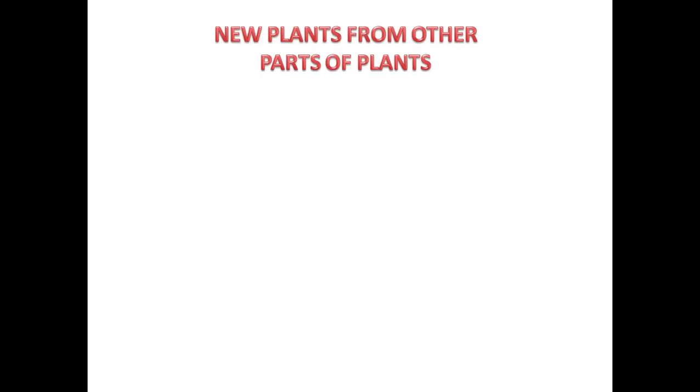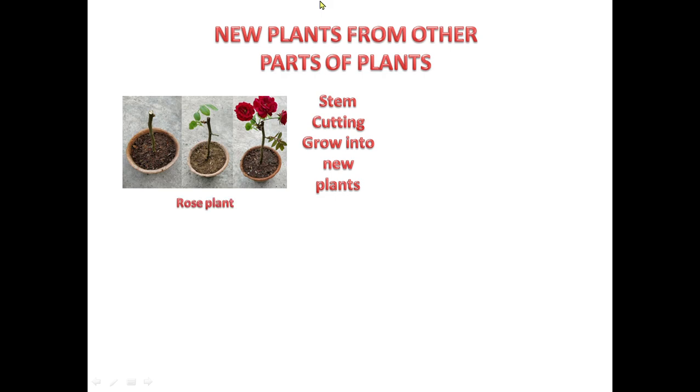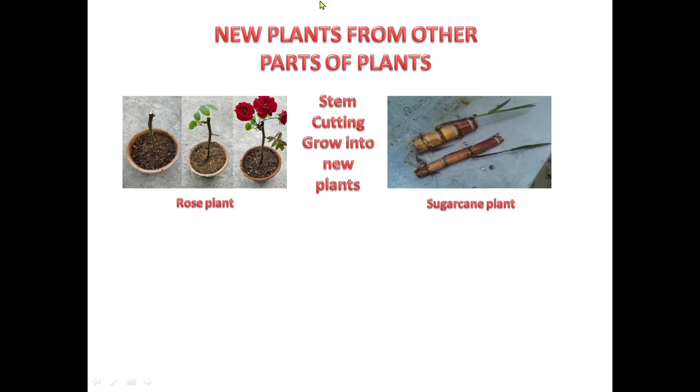As I told you in the first slide, there are two ways to grow new plants. One way I have told you in detail, that is how new plants grow from seeds. Now the second way is to grow new plants from parts of the plant. Like here you can see stem cutting to grow new plants. Here you can see the stem of a rose plant, which is used to grow a new rose plant. Second, sugarcane stem. It can also be used to grow a new sugarcane plant.